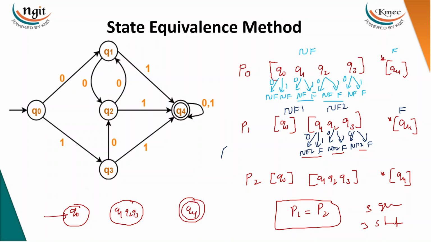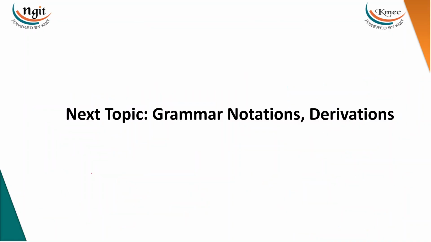So Q0 on 0 goes to Q1, and on 1 goes to Q3. Both are in the same group. Q1 on 0 goes to Q2 here. Q2 on 1 goes to Q4. Q4 on 0 and 1 goes to the same state. So this is the finite automata, and this is the minimal finite automata. That's how you find the minimal finite automata. So guys, the next video will discuss grammar notations and derivations.